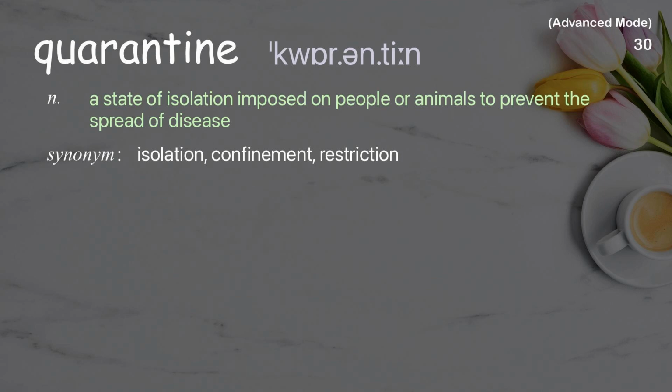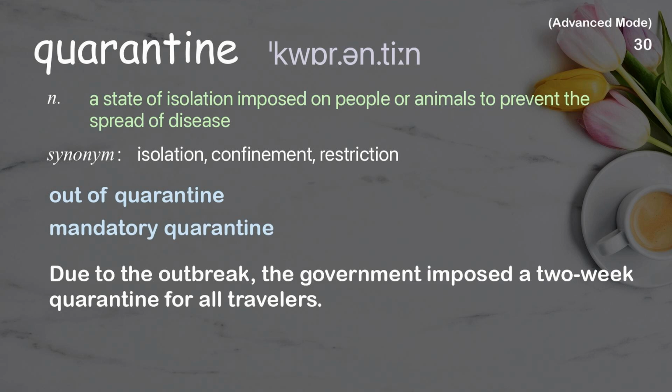Quarantine. A state of isolation imposed on people or animals to prevent the spread of disease. Examples: Out of quarantine. Mandatory quarantine. Due to the outbreak, the government imposed a 2-week quarantine for all travelers.